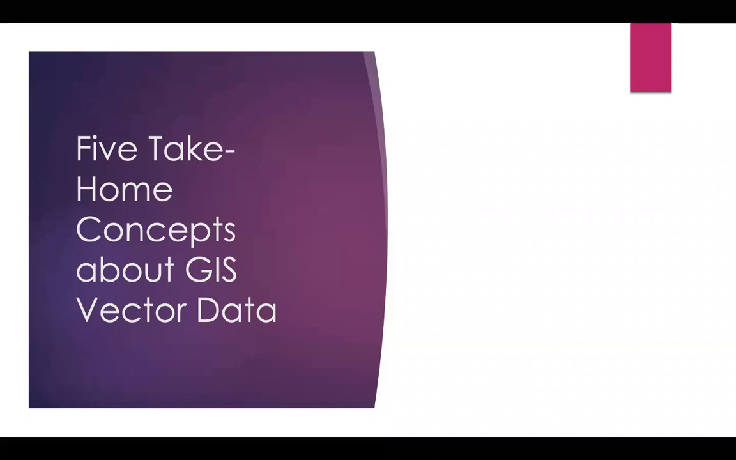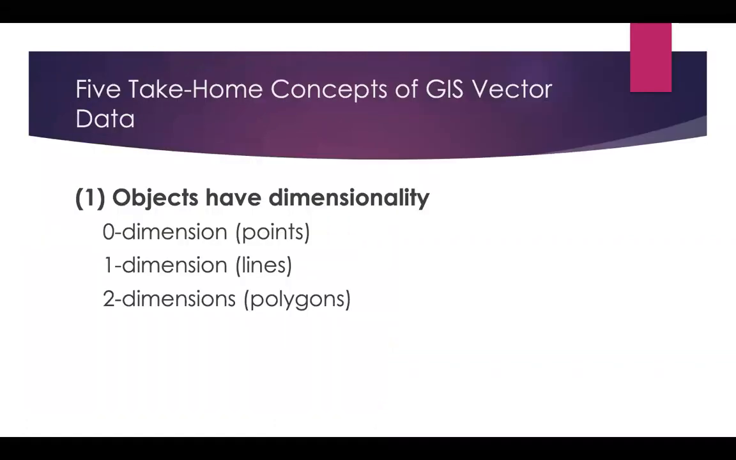All right, now let's get into vector data. Remember that vector data is points, lines, and polygons. These objects have dimensionality. Points are 0 dimensions, lines are 1 dimension, and polygons are 2 dimensions.